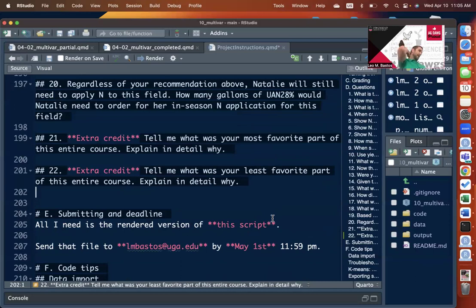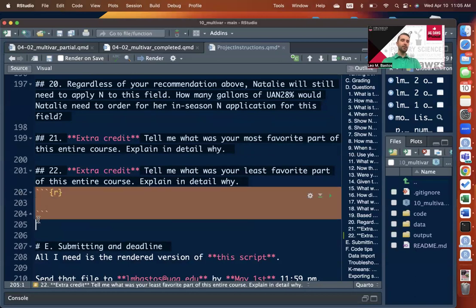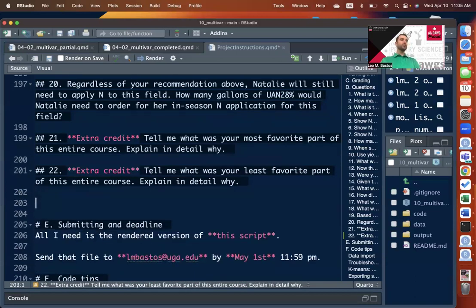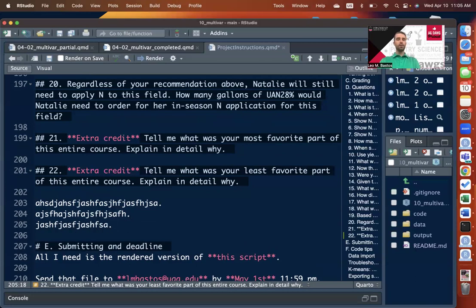Something, I guess, just to make it clear: when you are answering questions, if you need to add a chunk here to bring in something or to show me something, you can add a chunk. I don't want to see the code, but you can add it here. When you are answering something, you can just write normally here, right? So if it is outside of a chunk, you can just write normally here, as you would in Word.